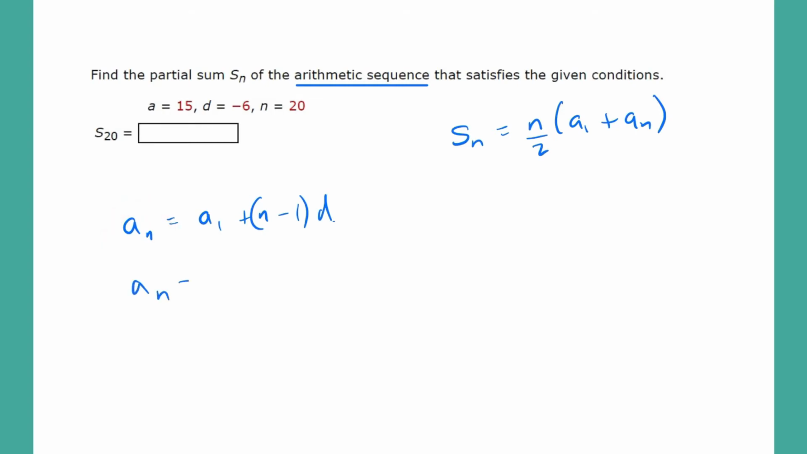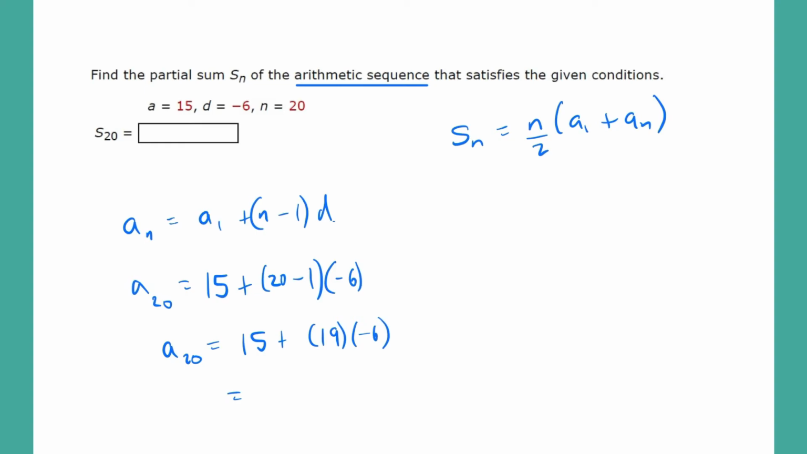So a sub n is equal to the first term, which is given to us, 15, plus n minus 1 times d, which is also given to us, negative 6. All right, and actually we might as well just plug in 20 for n. So the 20th term will be 15 plus 19 times negative 6. And if we calculate that, we'll get 15 minus 19 times 6, which is equal to negative 99.